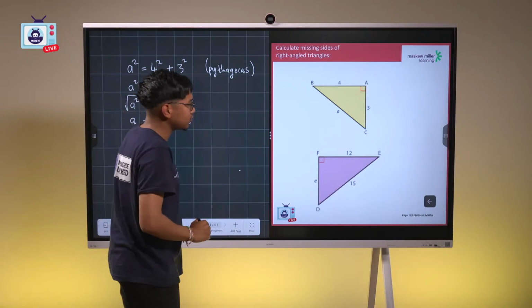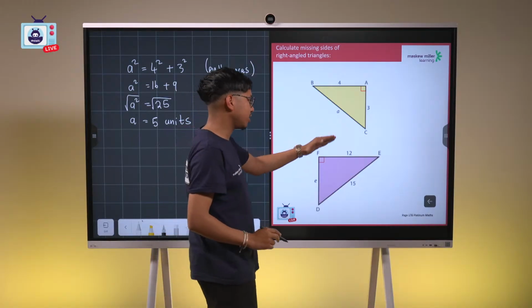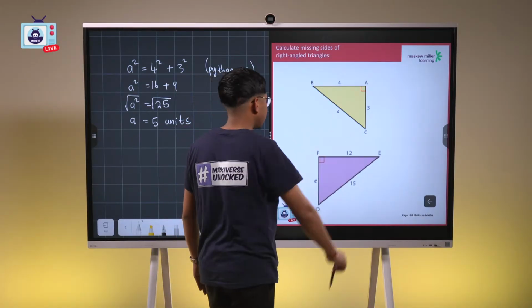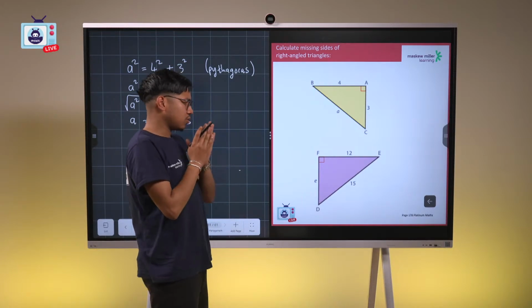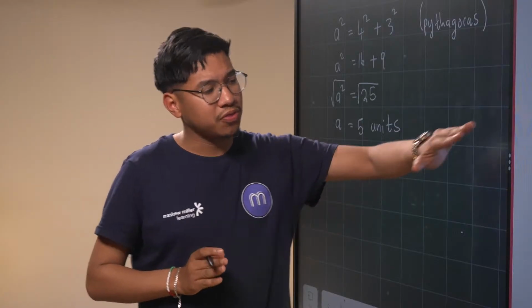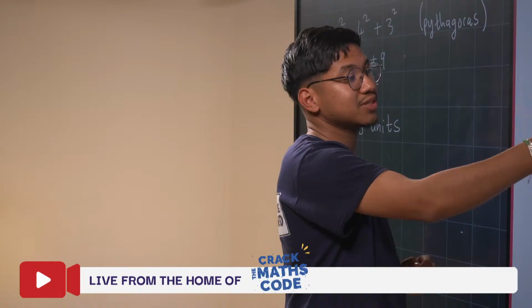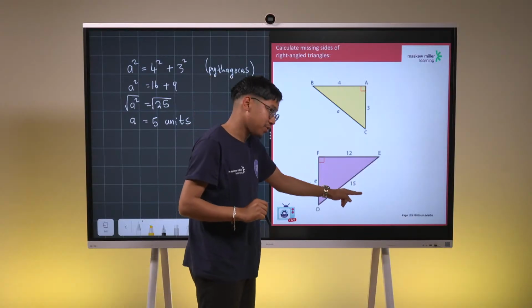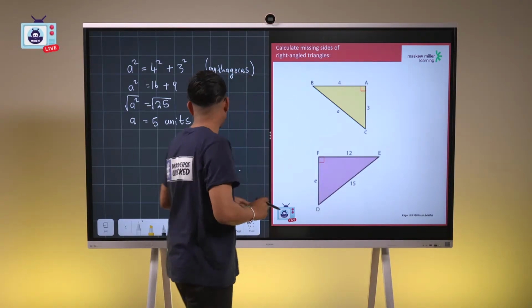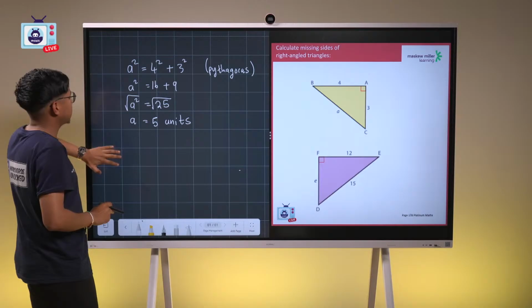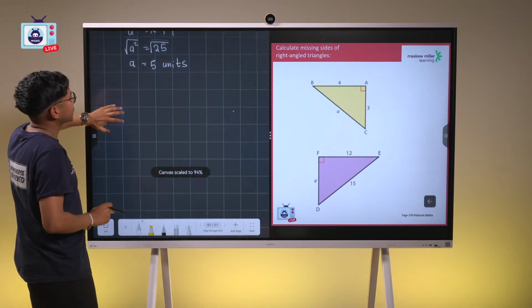And there I have solved for the one unknown, which is A, right? Now, the next one is E. I want you to spot the difference between these two triangles over here. The difference is that here, the hypotenuse is what we need to find, and here, the hypotenuse is given to us. We're going to apply the same rule. There will just be one minor change in terms of how we solve it.